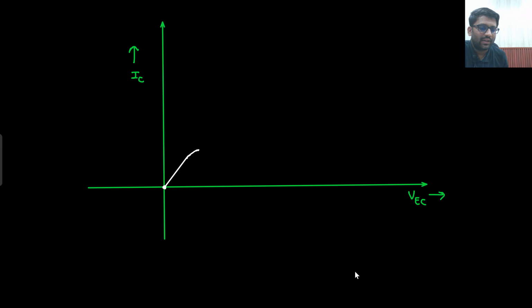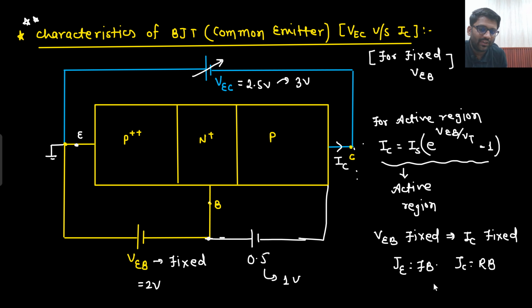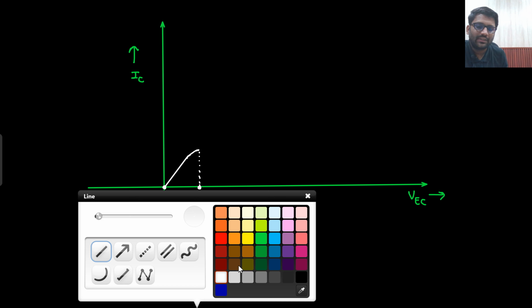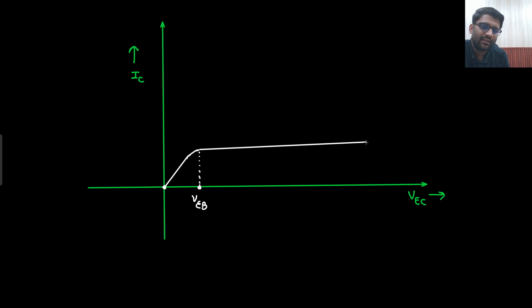Is that clear? So after this particular point, what would this point be? This point would be, sir, when I have applied VC equals to VB only. This will be your VB. So sir, after this point, nearly current would be constant. So this was the region of saturation. After that we are getting into linear region. Is that clear? So that I did for VB equals to 2 volt. This was the scenario done for VB equals to 2 volt.